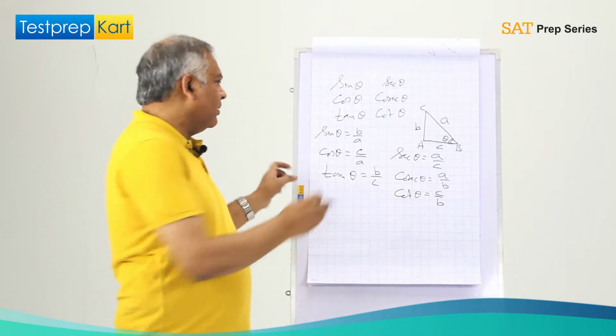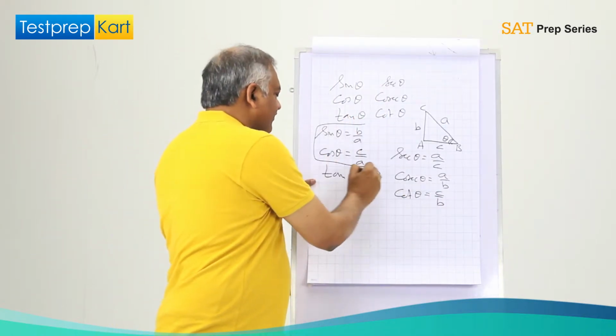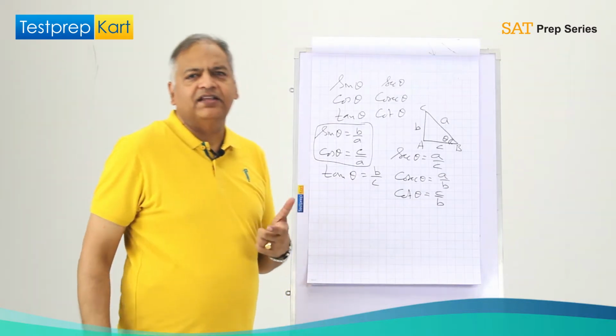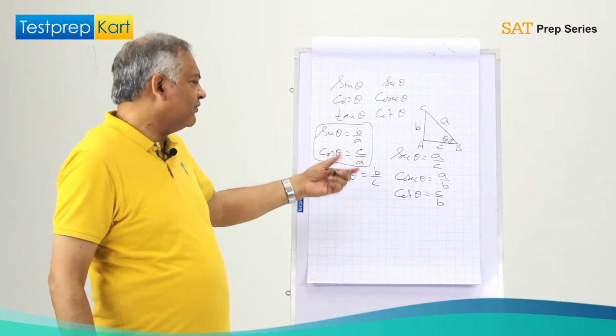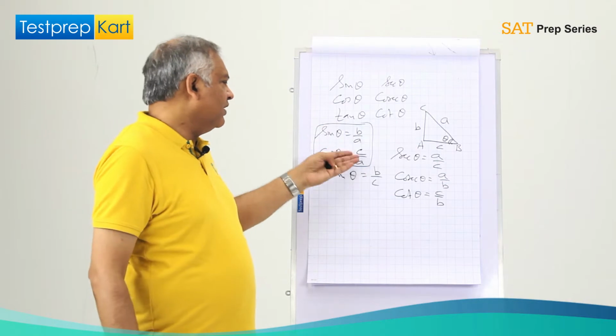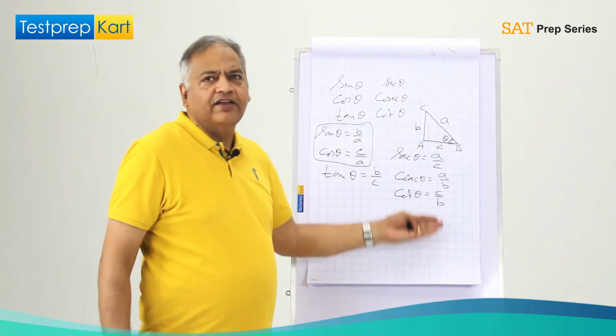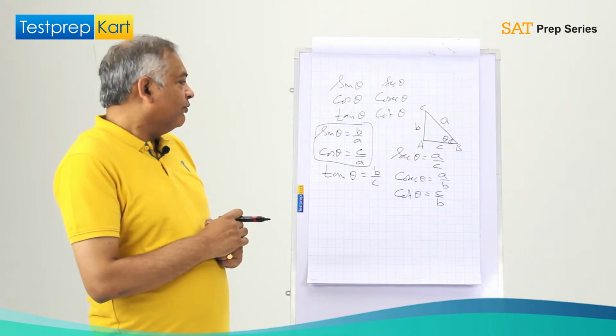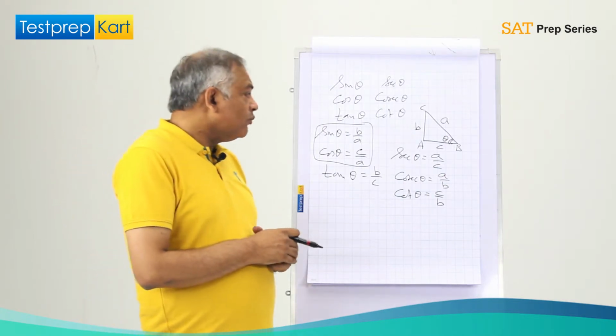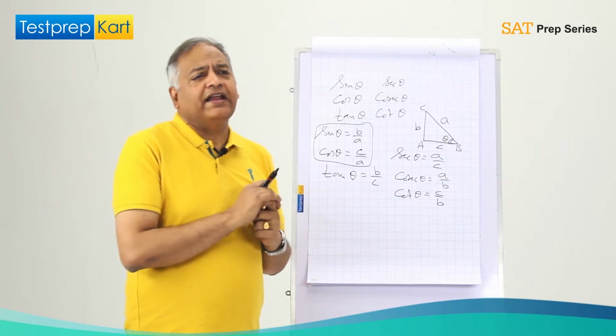So what is important is to find these 2 trigonometric functions, sin theta and cosine theta. Once you get these 2 functions, the other functions will follow from the very definitions of tan theta and the others. That's when we are talking about a right angle triangle.